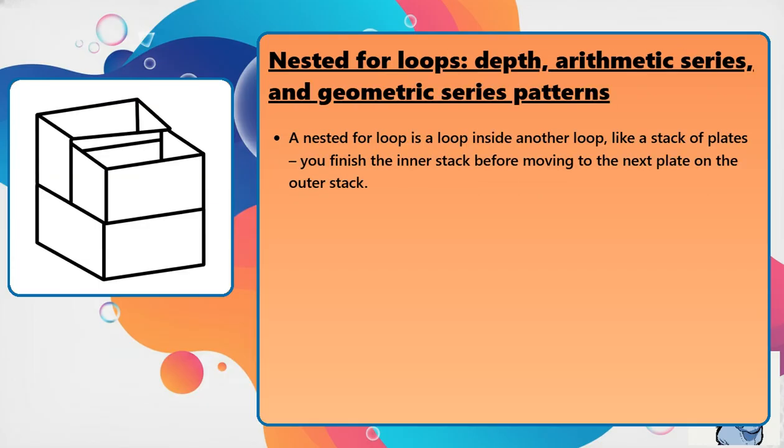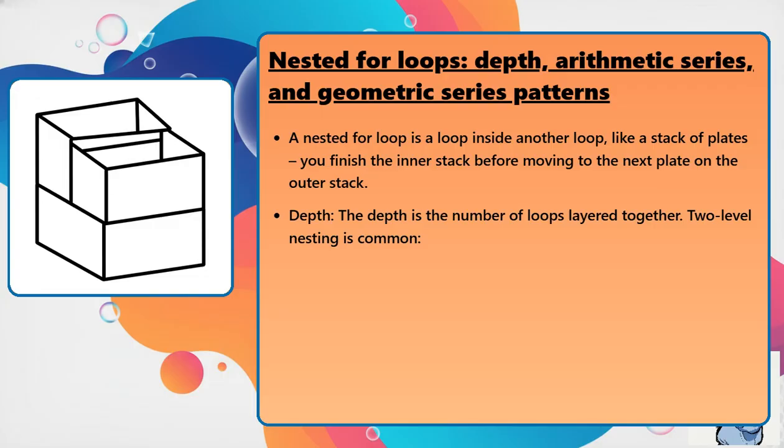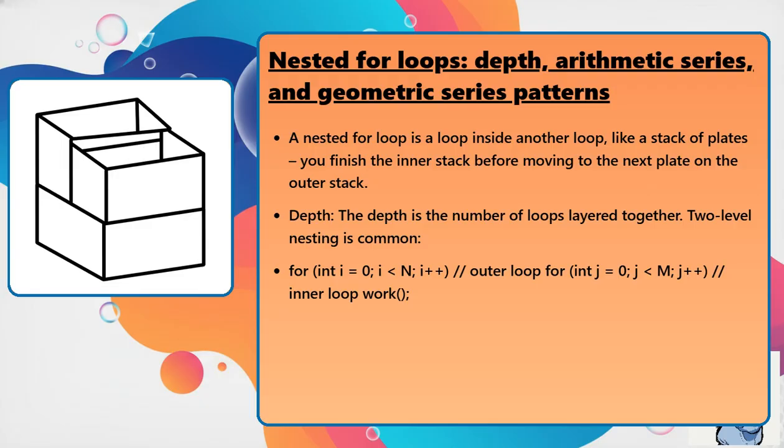A nested for loop is a loop inside another loop, like a stack of plates. You finish the inner stack before moving to the next plate on the outer stack. Depth is the number of loops layered together. Two-level nesting is common: for (int i = 0; i < n; i++), inside that, for (int j = 0; j < m; j++), then call work function. The total work is the product of the two counts, n times m, or O(n times m).